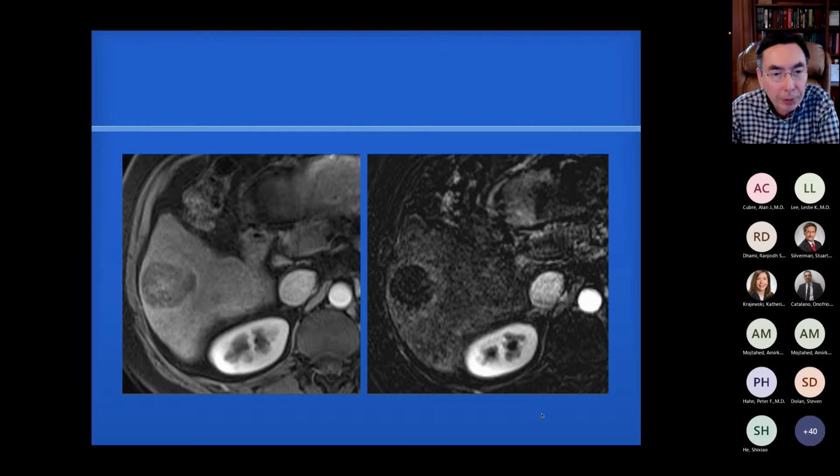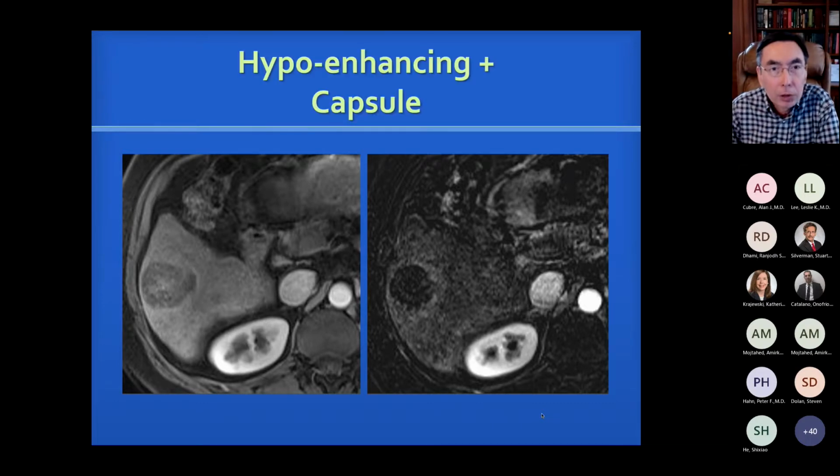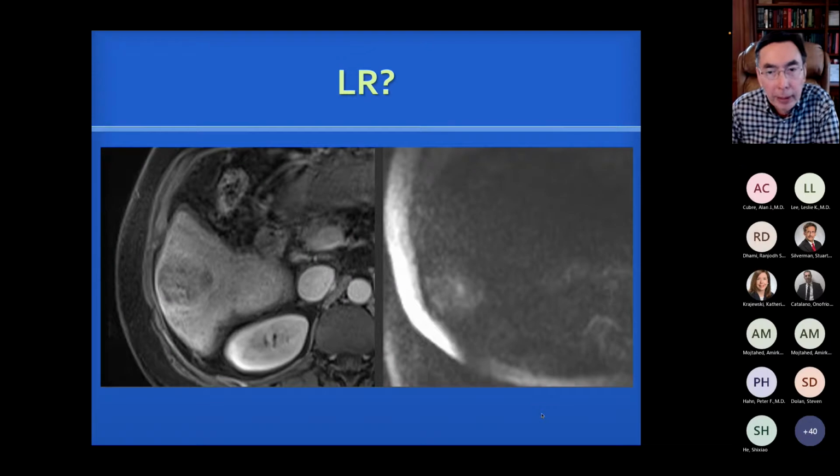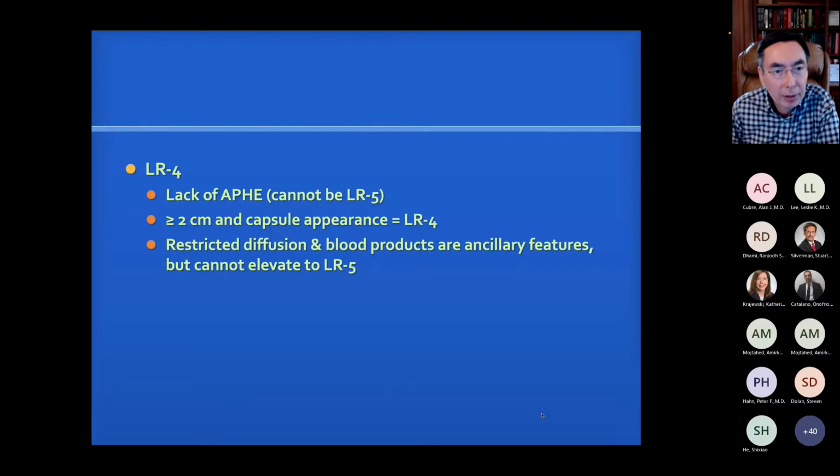It does have a capsule appearance. So here we have a mass that has a large size, it has a capsule, but it doesn't show arterial phase hyperenhancement. So really the highest score that we could give this is an LR4, right? Now there is an ancillary feature of restricted diffusion. We mentioned the blood products, but we can't use the ancillary features to upgrade from LR4 to LR5. So without arterial phase hyperenhancement, we can never give an LR5 score.